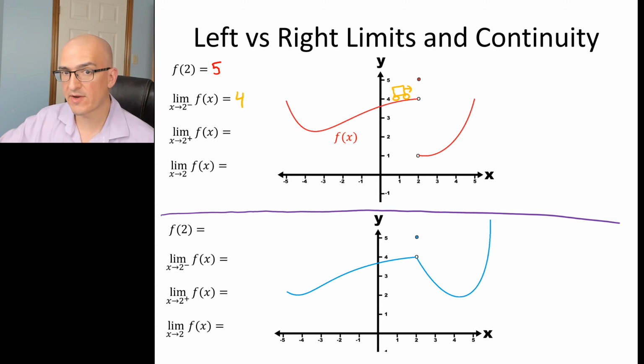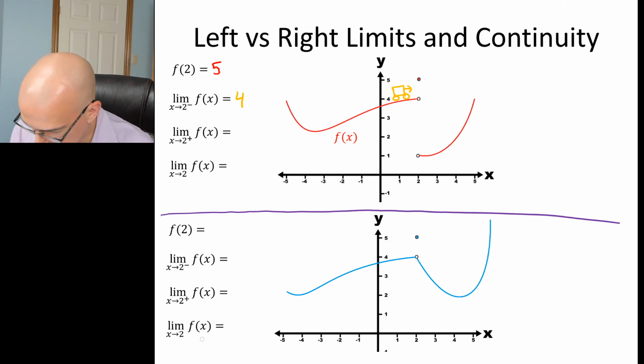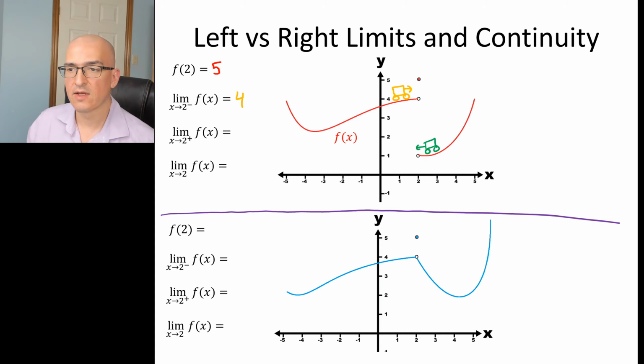2 plus. Well, now I have to go to the right of 2, put my math car down, push that towards 2 from that side and ask, well, what is the y value going to be there? And the y value is going to be 1. So I'm reading from the y-axis.